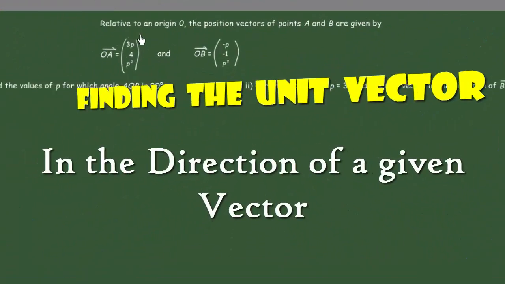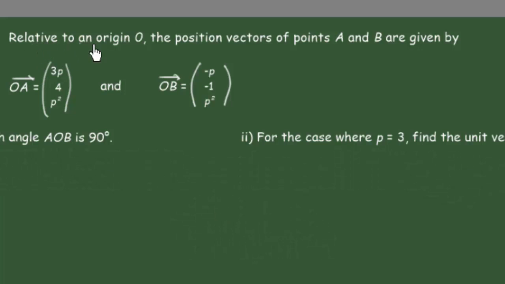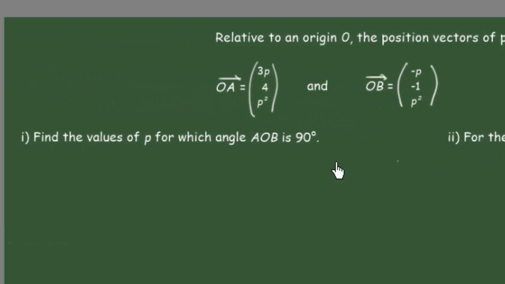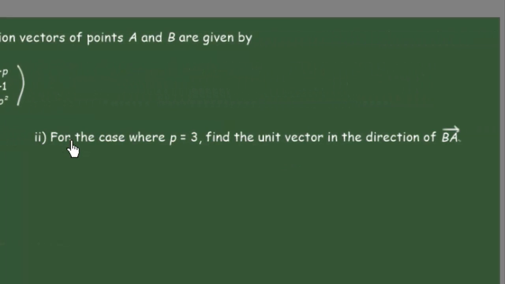Hi guys, in this video we are going to work out this exercise right here. The exercise stipulates that, relative to an origin O, the position vectors of points A and B are given by the vector OA = (3p, 4, p²) and OB = (-p, -1, p²). We want to find the value of p for which the angle OAB will be 90 degrees, and we will find the unit vector in the direction of the vector BA for the case where p equals 3.